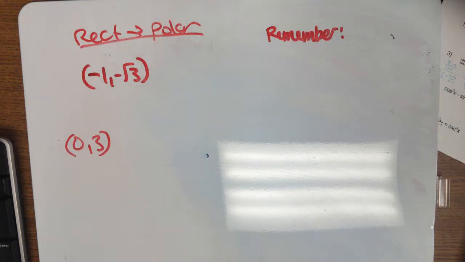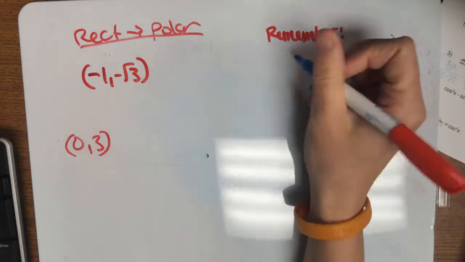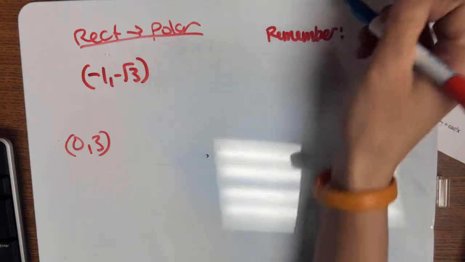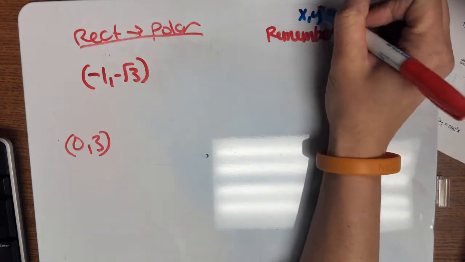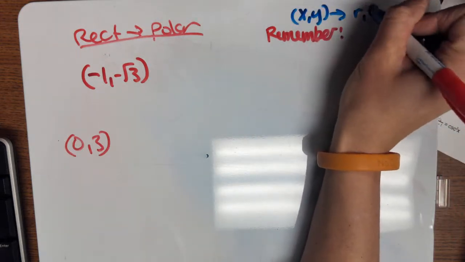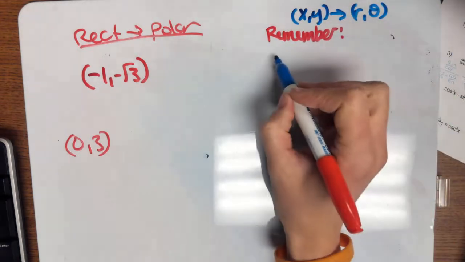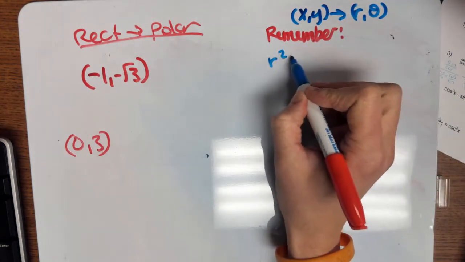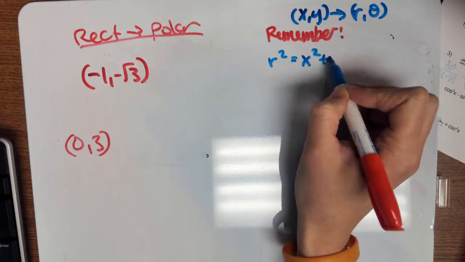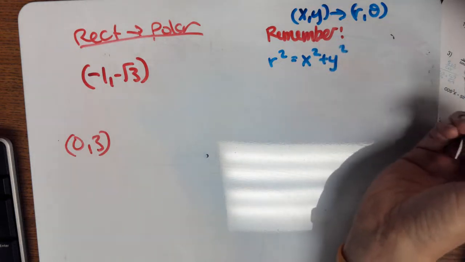Alright, so the last thing that we're going to do today is convert from rectangular coordinates to polar, so go in the opposite direction. A big thing we want to remember are our formulas, so we've got to find r and theta, because remember we're going from an xy to r theta. So we've got to find r, so r squared is x squared plus y squared. It is basically just the Pythagorean, that's where that's coming from.